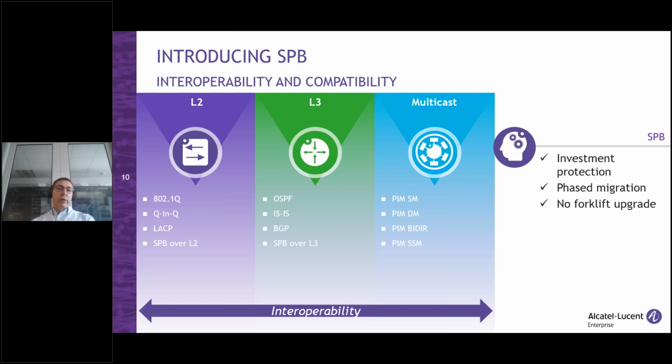There is no need for a big bang forklift upgrade because the migration can be performed in phases and aligned with refresh cycles.